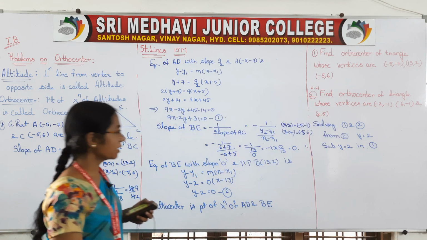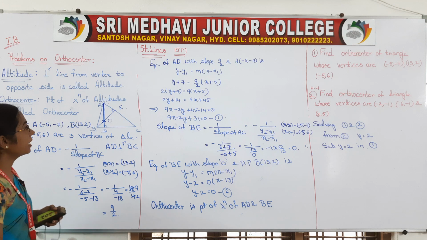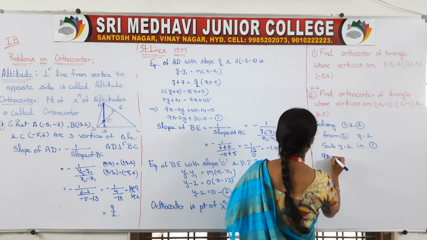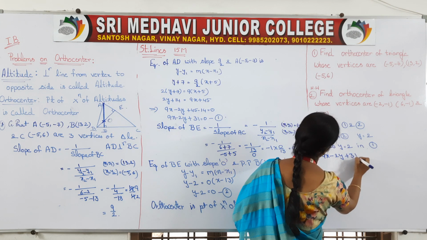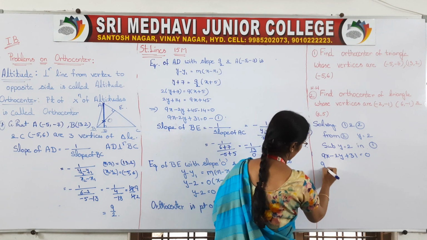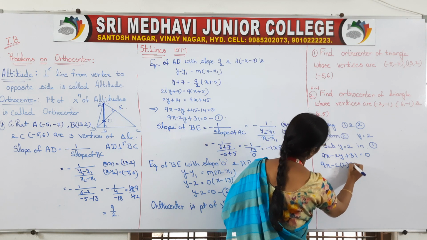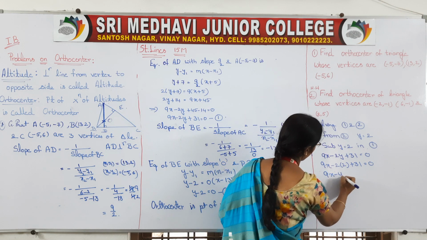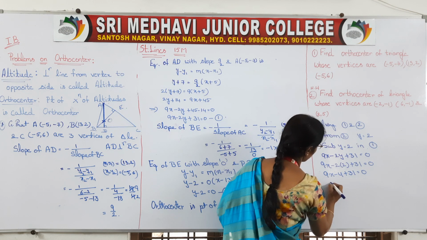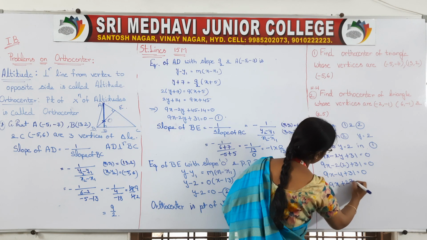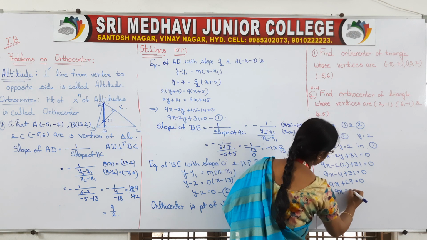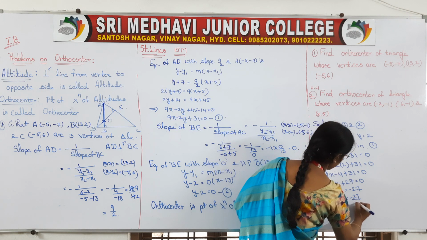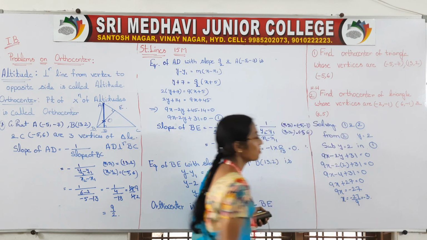What is your first equation? That is your AD: 9x minus 2y plus 31 is equal to 0. So 9x minus 2 into 2 plus 31 is equal to 0. So 9x minus 4 plus 31 is equal to 0. 9x plus 27 is equal to 0. 9x is equal to minus 27. x is equal to minus 27 by 9, which is minus 3.